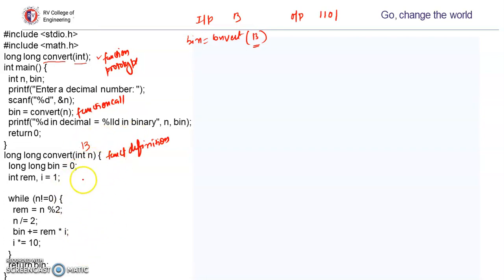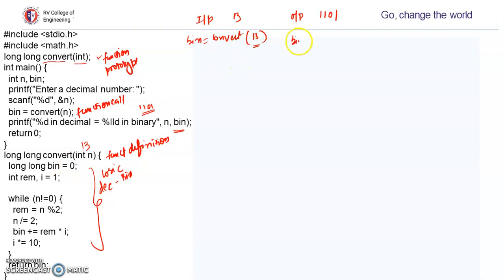Once this is done, the value will be returned here, the same value, 1101. After the calculation, it will be returned here, and at the end we print the binary number. Now this is the logic for decimal to binary conversion. Here, what we are doing is, initially bin is equal to 0.